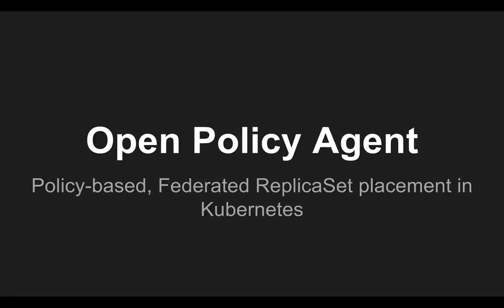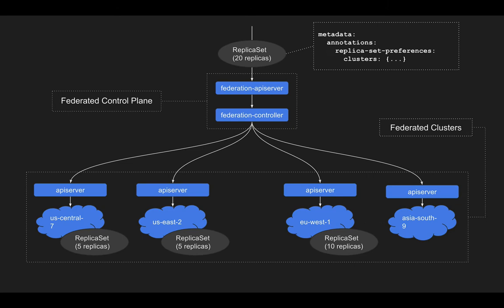This is a quick demo of how the Open Policy Agent can be used to control and automatically remediate the placement of federated replica sets in Kubernetes. For those not familiar with it, Kubernetes federation enables efficient deployment and management of applications that span multiple Kubernetes clusters.